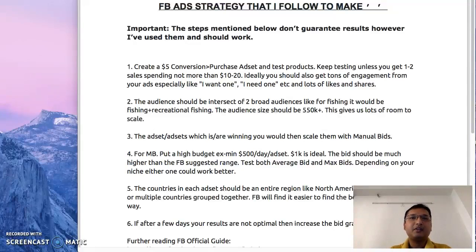Although if you see that your CPP is very high, CPP stands for cost per purchase, then I would suggest you lower the bid a bit, but don't lower it too much, because if you lower it too much, Facebook sends you poor traffic which won't convert. So that's not good. Alright, so once you do that, just keep running the ad, and you should see sales coming.